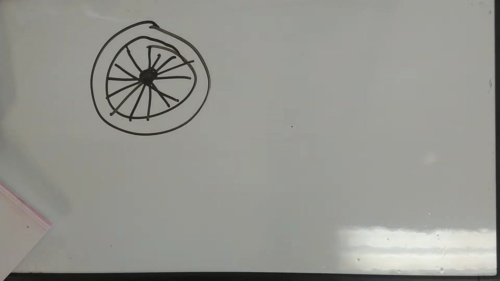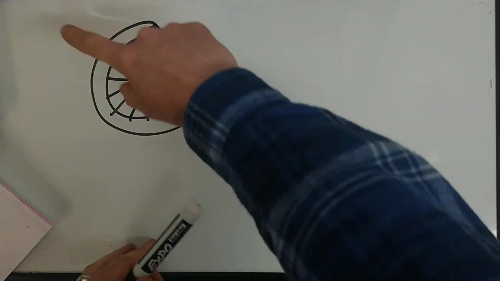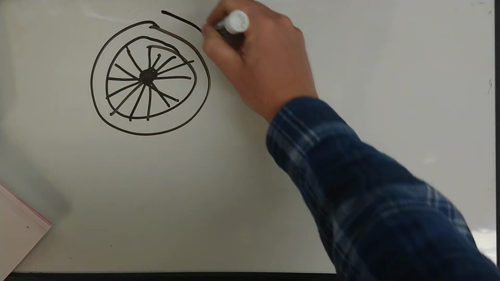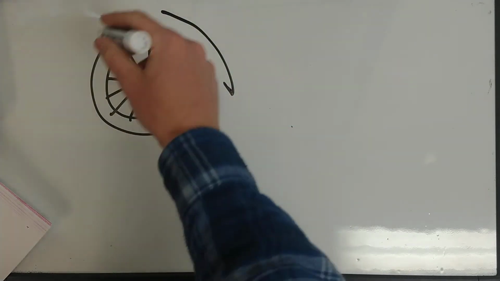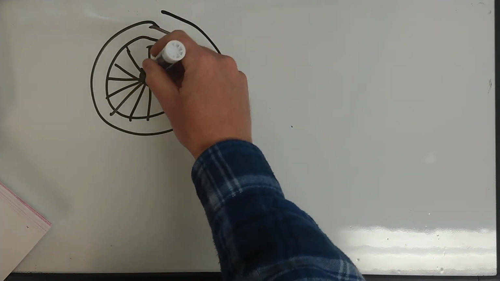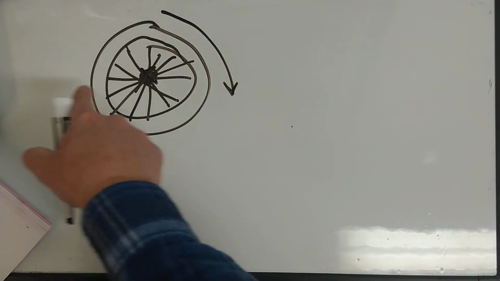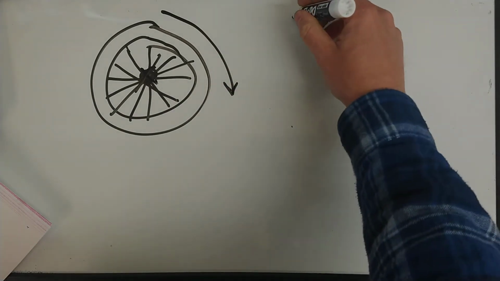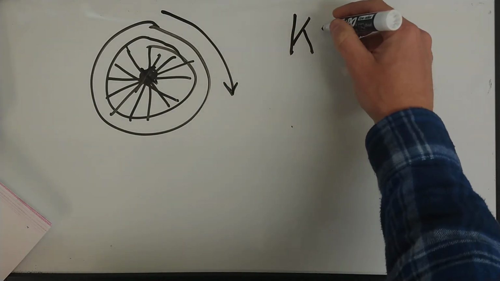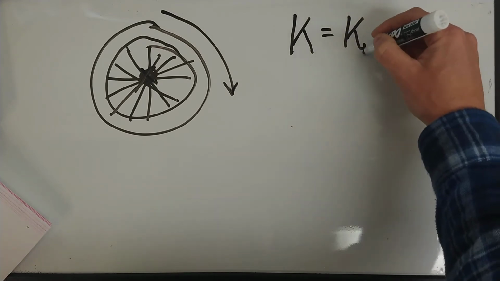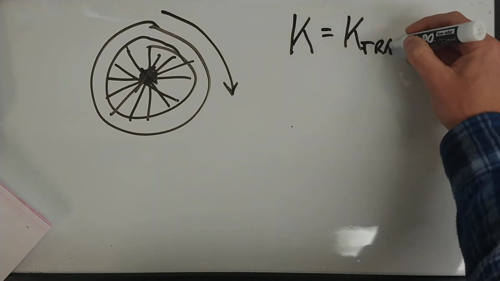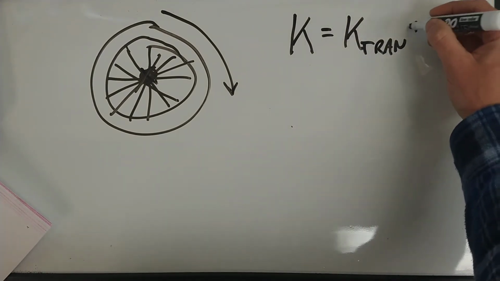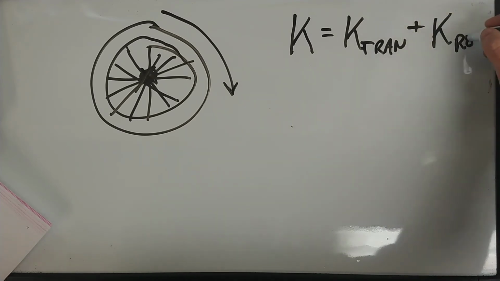So let's say we got the bike flipped upside down, I'm changing the training wheels, right? And I give this a spin. So it's rotating, but the center of mass, which is right there, is not moving translationally. It turns out that any object's kinetic energy is actually a combination of the translational and the rotational kinetic energy.